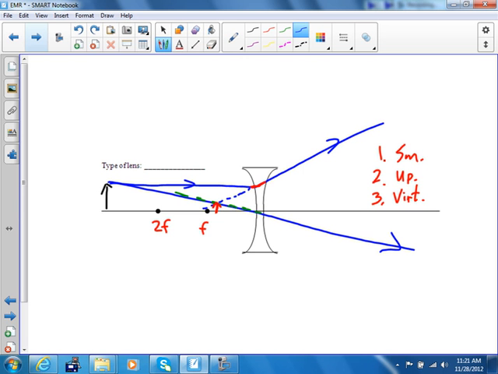Okay, what I'd like you to do is continue drawing the last four, please, where the object is at 2F, in between F and 2F, and then at F, and then inside of the focal length. Okay, see what you can do with those.